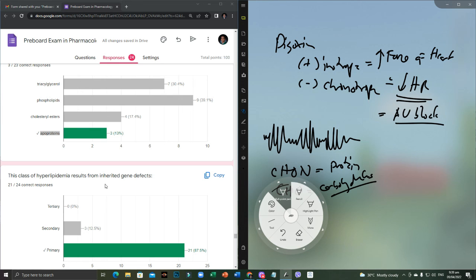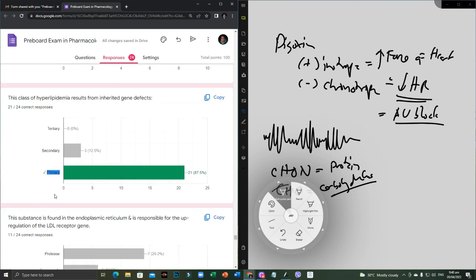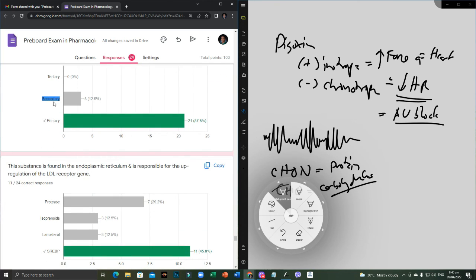So this class of hyperlipidemia results from inherited genes. So that's primary. Secondary, class, would usually be due to lifestyle. We don't have tertiary causes of hyperlipidemia.